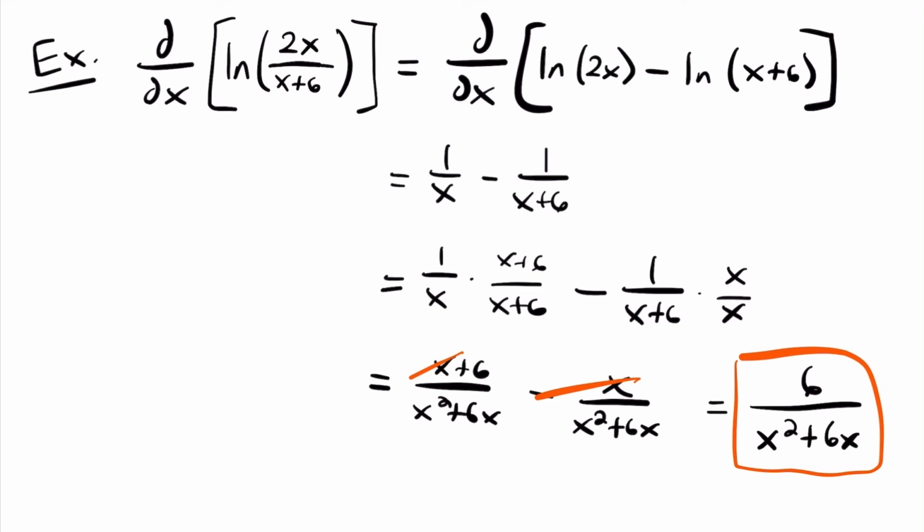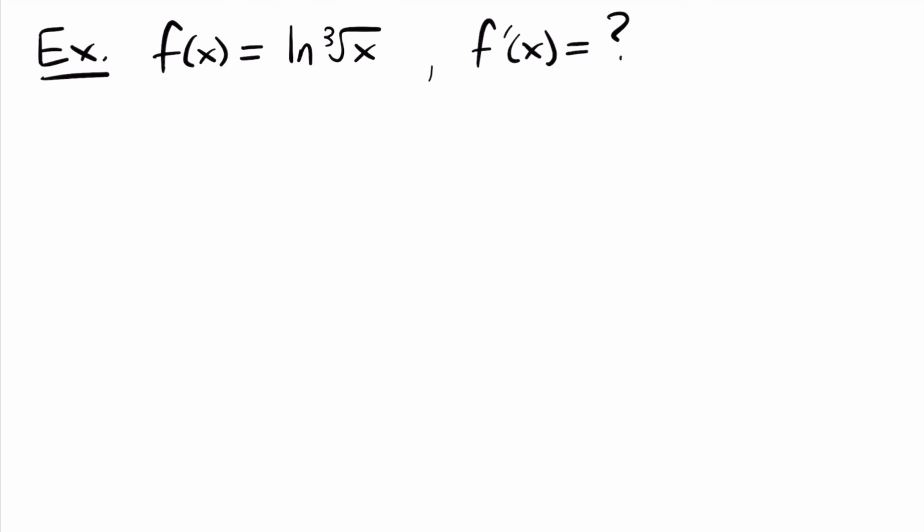Okay, let's look at a few more examples. All right, so for this example, we have that the function f of x is equal to the natural log of the cubed root of x, and we want to find the derivative f prime of x. All right, and so the first thing that we're going to want to do here is to rewrite this cubed root to be a power. And we know that the cubed root can be rewritten to be the 1/3 power.